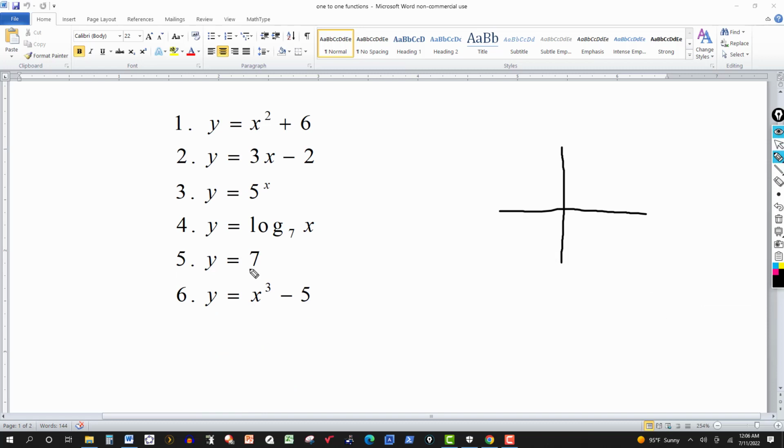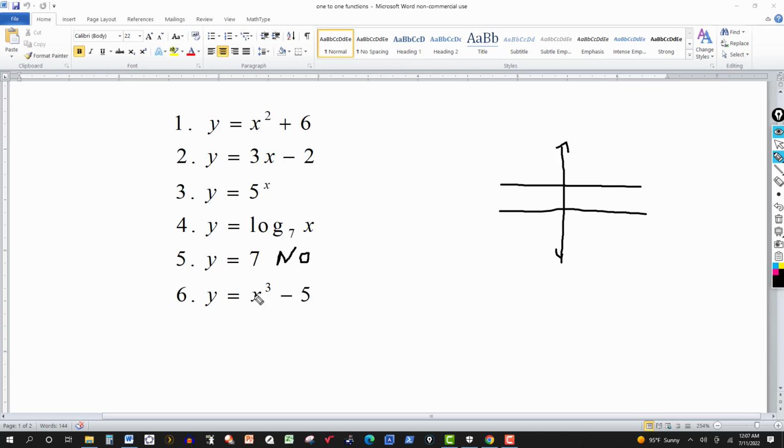Now we look at the next one, y equals 7. That's the graph of a line. It's a horizontal line. So go 7 units up here. It's a function. A vertical line crosses it at one point, but see, if I put a horizontal line on top of it, it intersects it at a bunch of points. So y equals 7 is a function, but it's not one-to-one. So this one, no, it's not one-to-one.